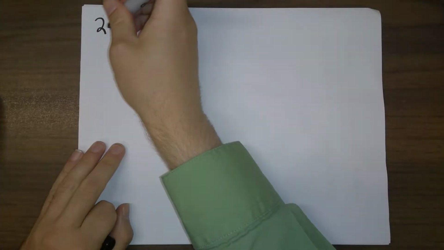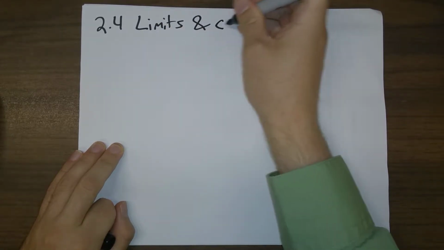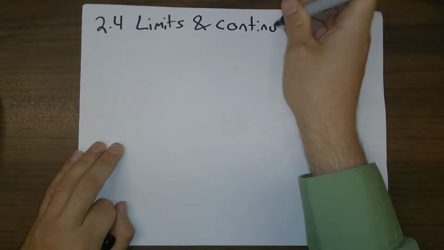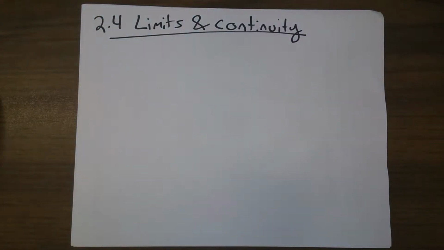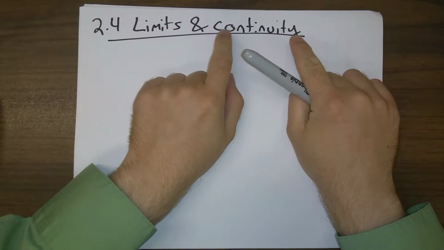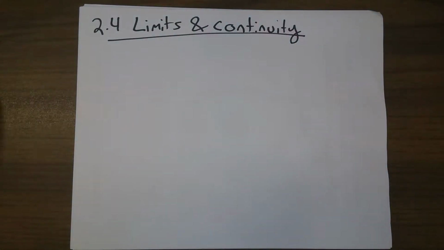Everyone, it's time for us to start section 2.4 on limits and continuity. So the big thing that we're going to do right away in this section is define what it means for a function to be continuous. We'll get there in a few moments.